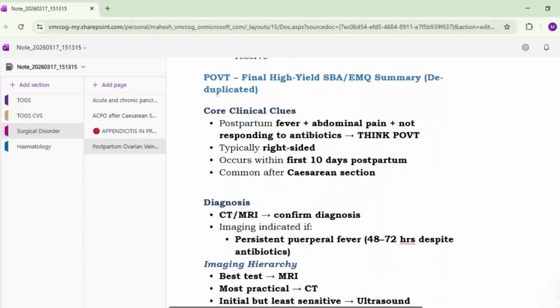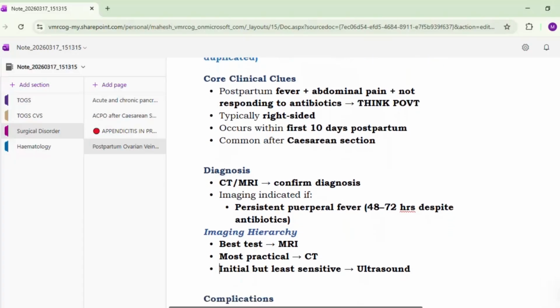So take-home message is that postpartum fever plus abdominal pain, not responding to antibiotics, think of POVT. Typically right-sided pain occurs within first 10 days postpartum, commonly after cesarean section. Diagnosis by CT or MRI will confirm the diagnosis. Imaging is indicated if there is a persistent fever 48 to 72 hours despite antibiotics.